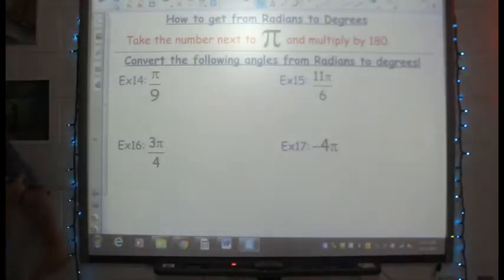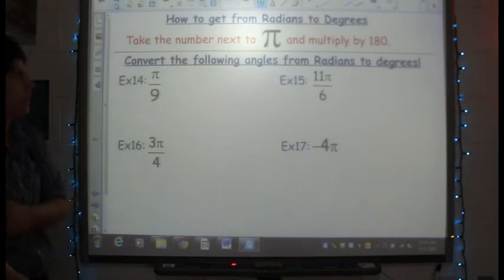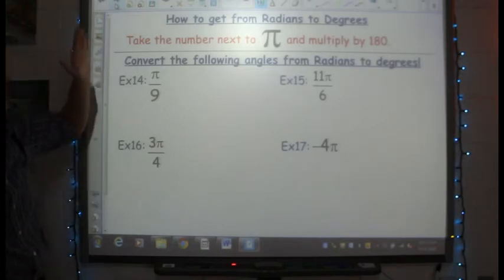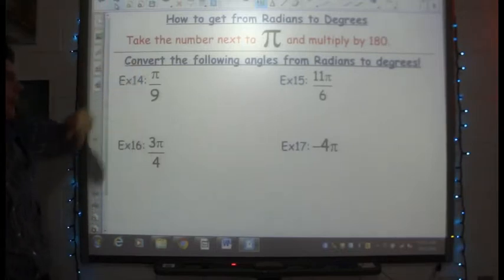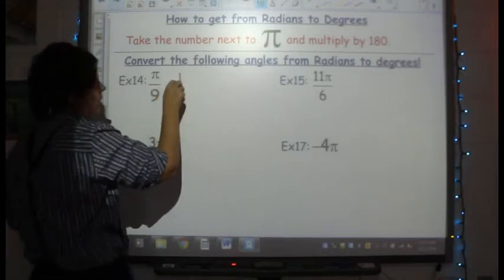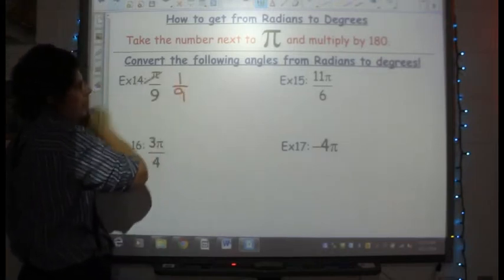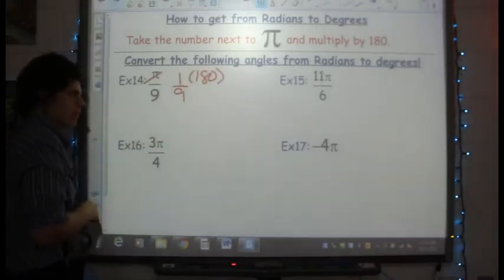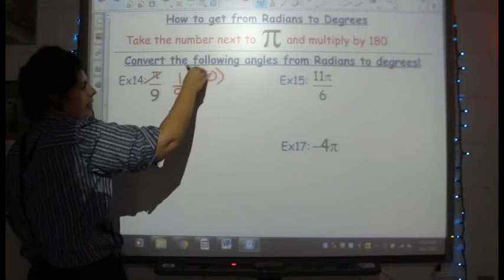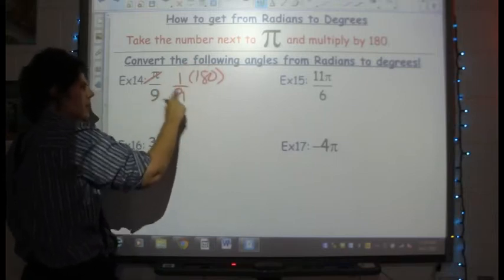All right, so now we're going to go the other way. And this one might be a little bit harder for you. It depends on how good you are with your fractions. We'll see. So to get from radians to degrees, take the number next to the pi and multiply by 180. So we're going to drop the pi and multiply by 180. That's all we got to do. So here, this means I have 1 over 9, because we're dropping the pi, and we're multiplying by 180. Well, this is really like 180 divided by 9, because the 9 is on the bottom.